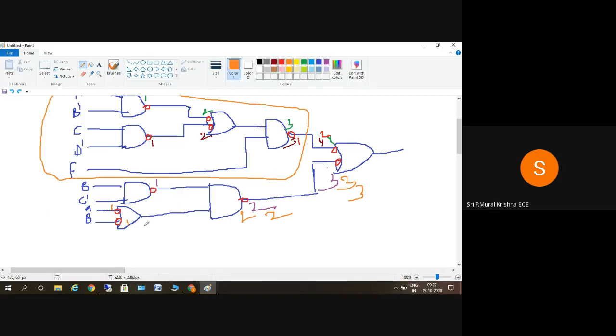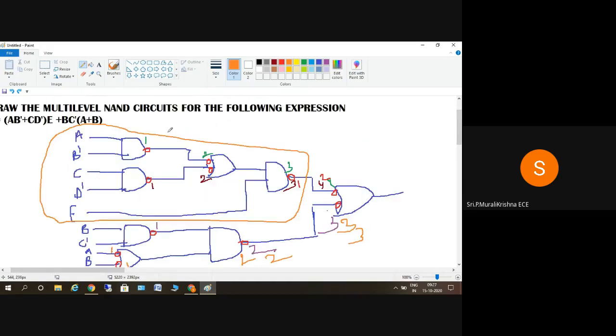So we should know that the bubbles are not compensated. We can insert an inverter there, or we can complement the input literals there. Those are the 2 options available. You can do whatever you want. Clear?